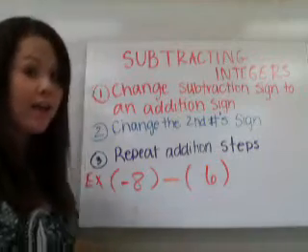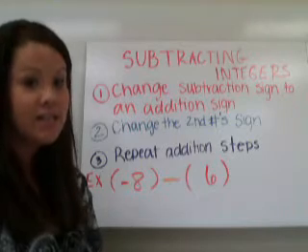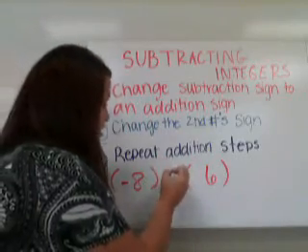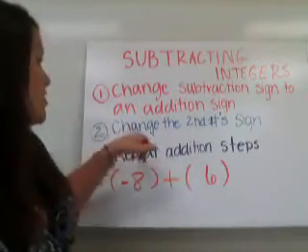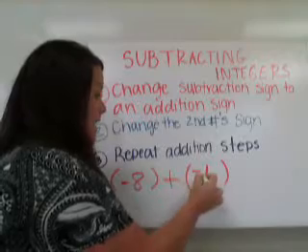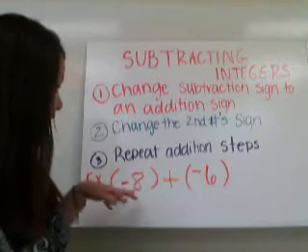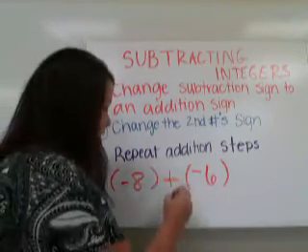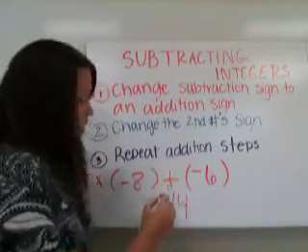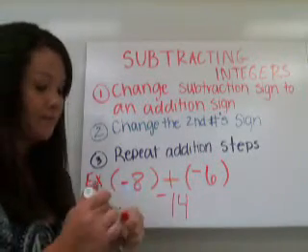Now if we look at subtracting integers, the first step is to change the subtraction sign to an addition sign. So in my example, negative 8 minus 6, I'm going to change the sign to positive. Now I'm going to change the second sign. This is positive, but I'm going to change it, so I'm going to make it negative. Then we're going to repeat the addition steps. So our addition steps told us that we're going to add 8 plus 6, which is 14. And since both of our signs are the same, they're both negative, we know that we're going to have a negative. So our answer for negative 8 plus negative 6 is negative 14.